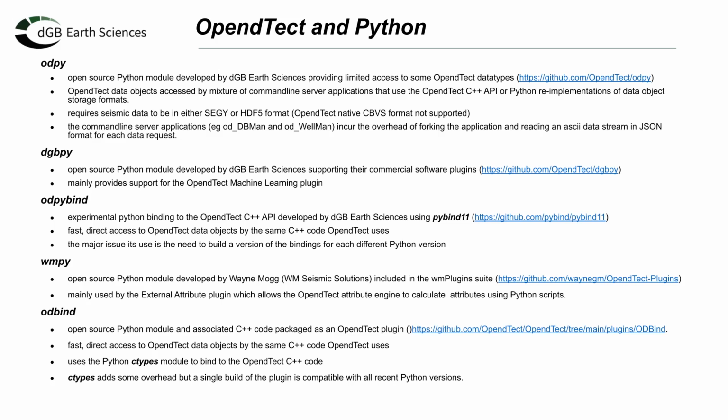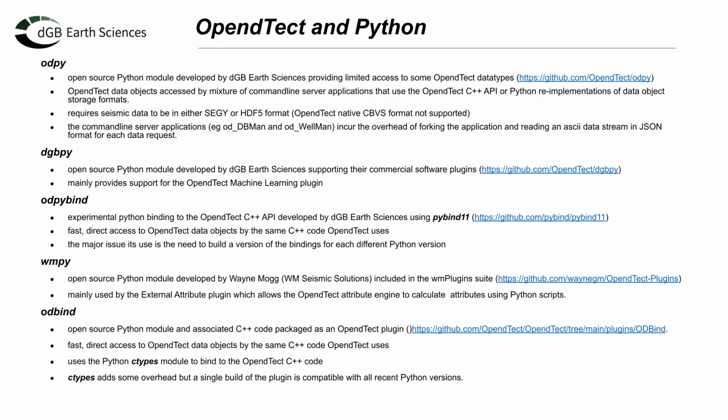There's also the DGB open source module, also from DGB, that mainly exists to support their commercial OpendTect plugins such as machine learning. odbind is another DGB project which developed an experimental direct Python binding to the OpendTect C++ API using the PyBind11 tool. It provides fast direct access to data using the OpendTect C++ code, removing some of the limitations of the ODPy architecture. However, a major drawback is a requirement to build a separate binary package for different Python versions.